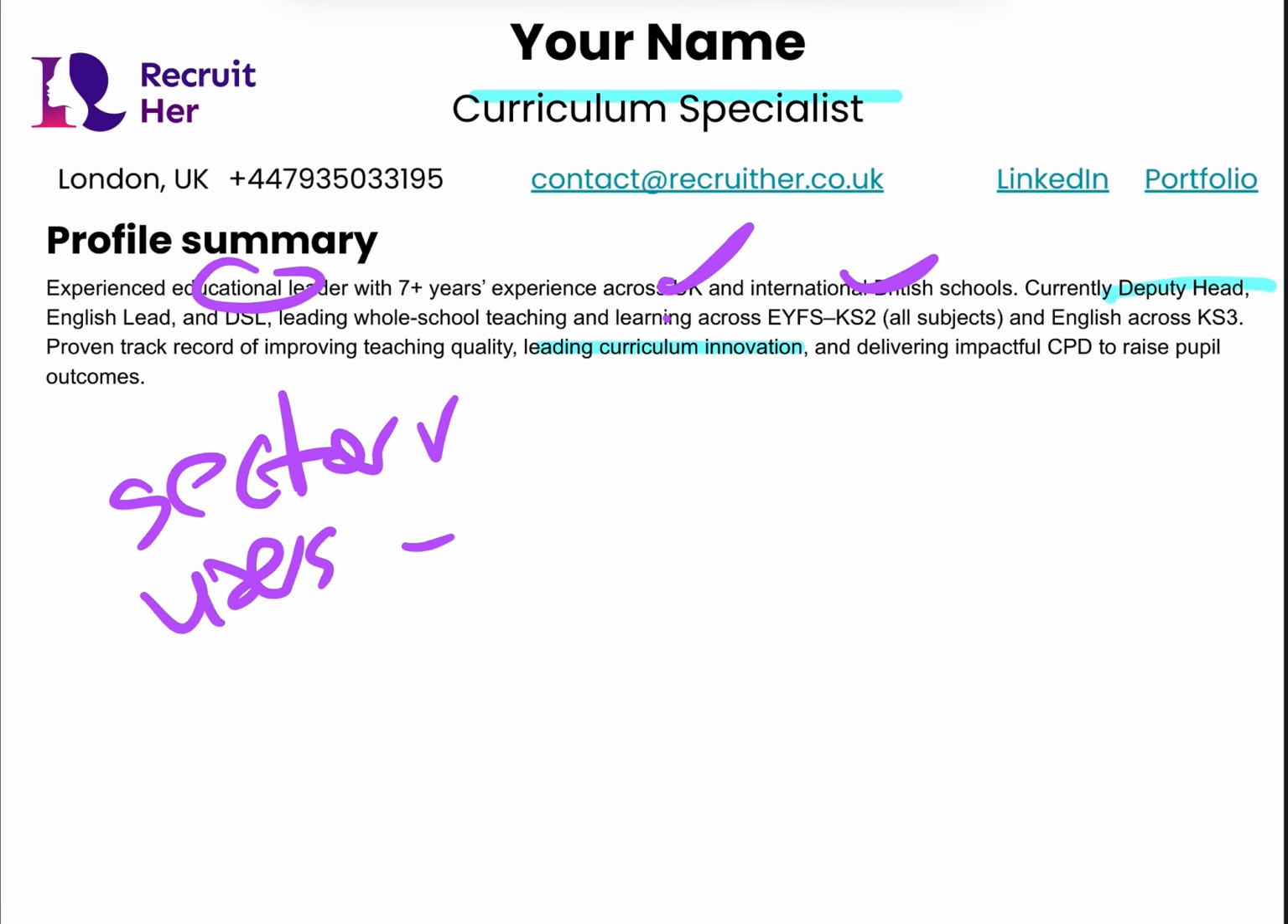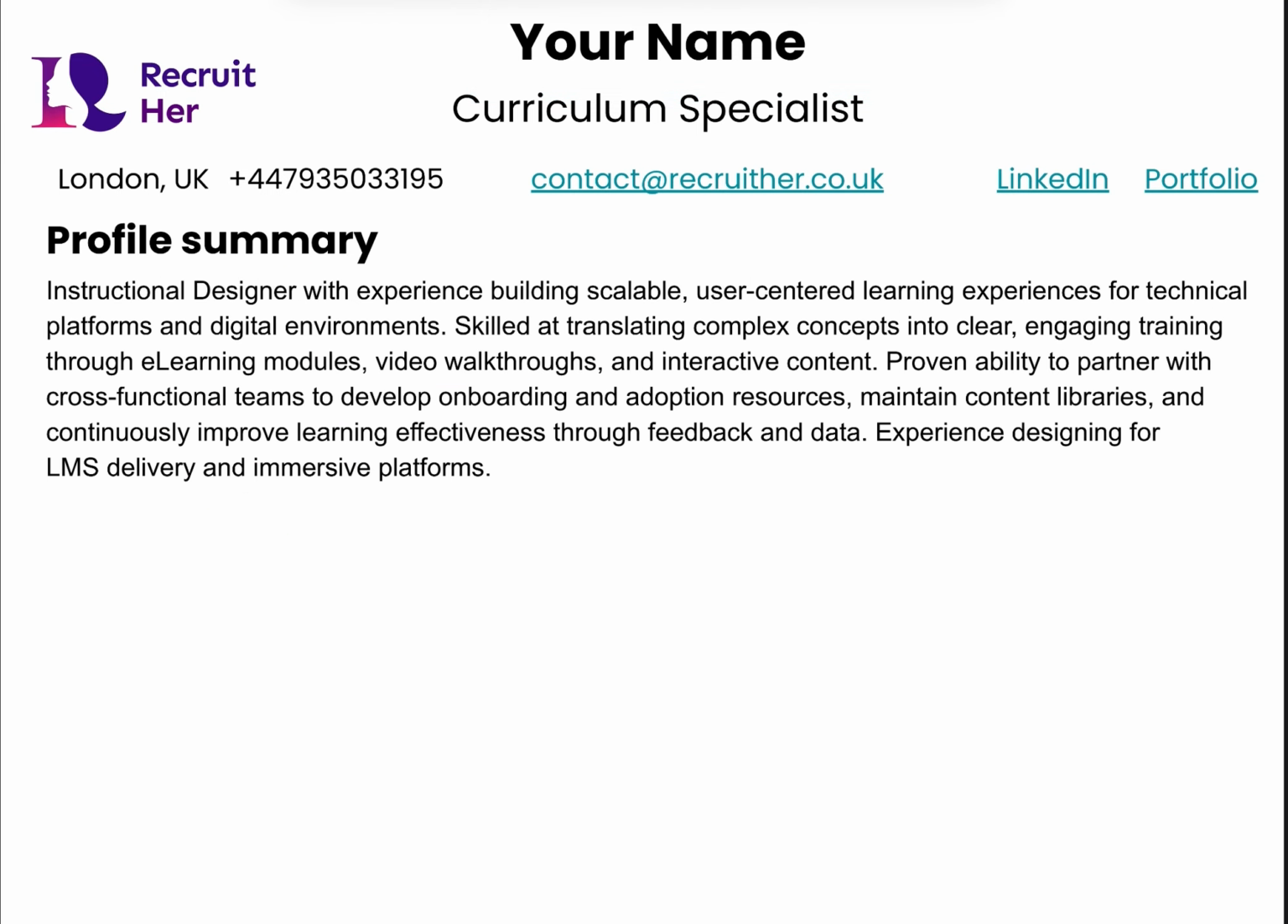And I think they probably have curriculum design in them. Obviously, they have a proven track record of improving teaching quality and learning and leading curriculum innovation, but they haven't really specified how, maybe to whom. So for me, this isn't a very strong profile, I'm afraid. So nope. Next one.